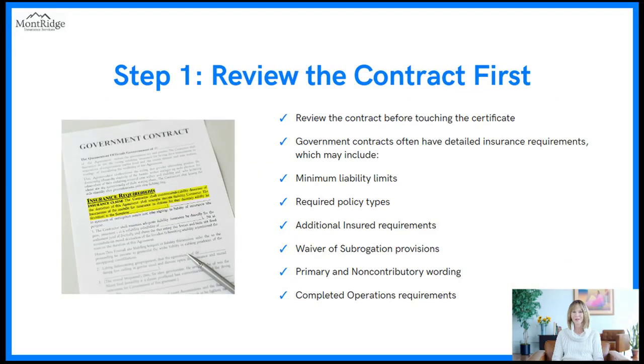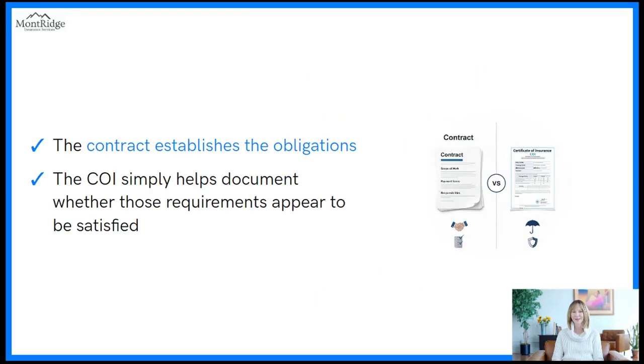Step 1. Review the contract first. Review the contract before touching the certificate. Government contracts often have detailed insurance requirements, which may include minimum liability limits, required policy types, additional insured requirements, waiver of subrogation provisions, primary and non-contributory wording, completed operations requirements. The contract establishes the obligations. The COI simply helps document whether those requirements appear to be satisfied.